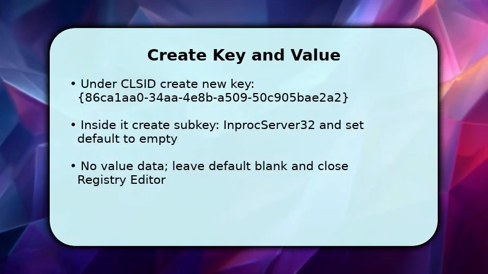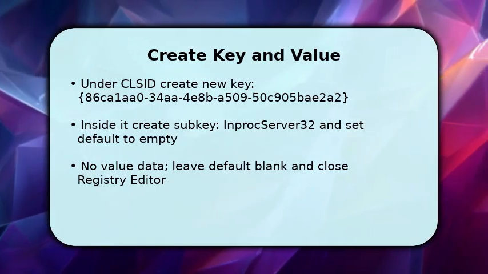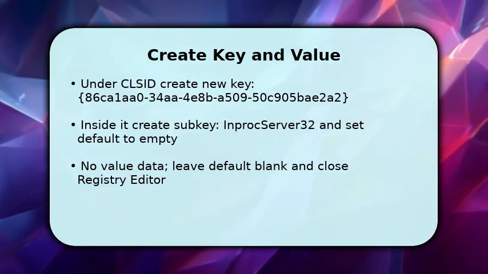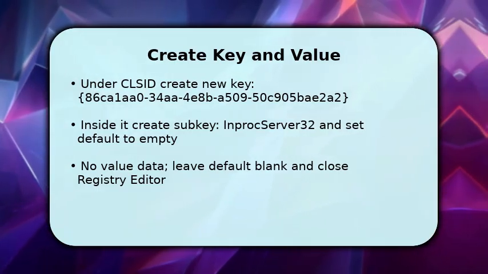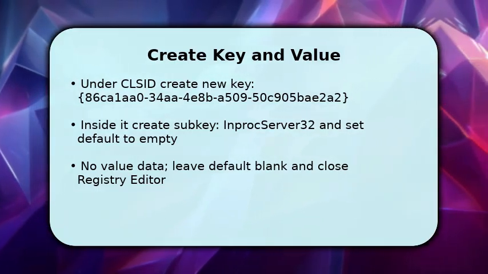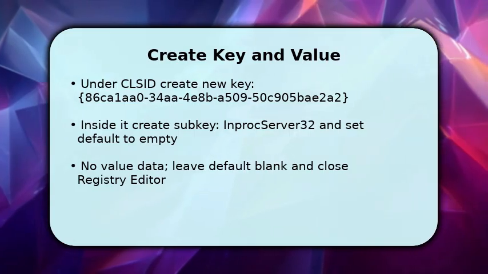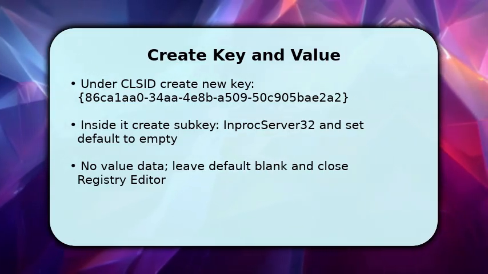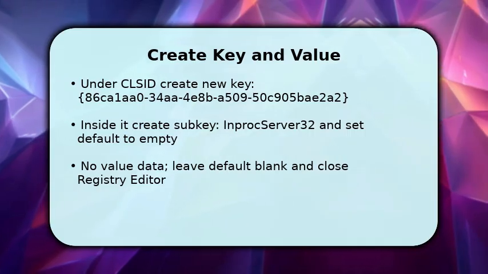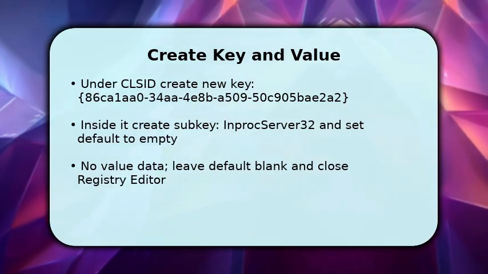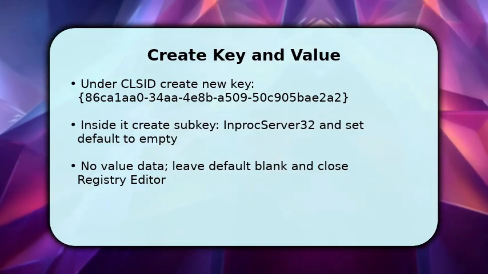Now you'll create the entries that force the old context menu. Right-click CLSID, choose New Key, and paste the GUID 86K1A0-34A4E8BA509-50C905B2A2. Once created, add a subkey named InprocServer32 and click its default value to edit. Leave the value data empty and click OK.